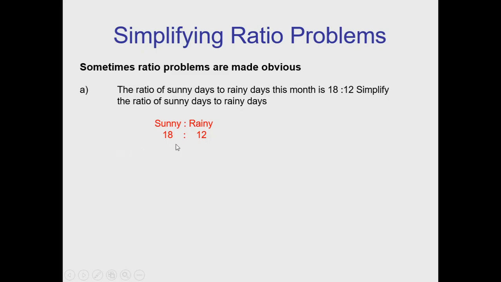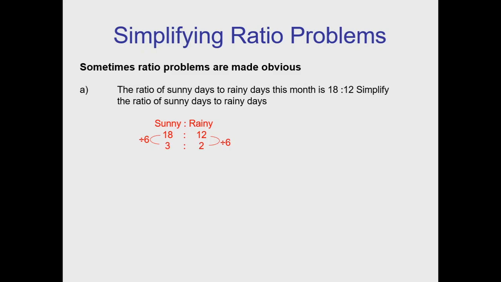Now this ratio can of course be simplified. I can find the highest common factor that can divide both of these numbers. Be careful, it's not always 2. 18 and 12 both divide by 6. And 18 divided by 6 is 3, and 12 divided by 6 is 2. So my ratio is 3 to 2.